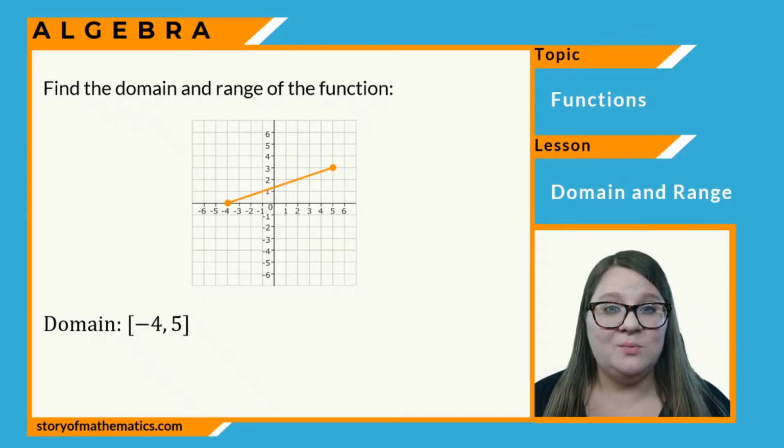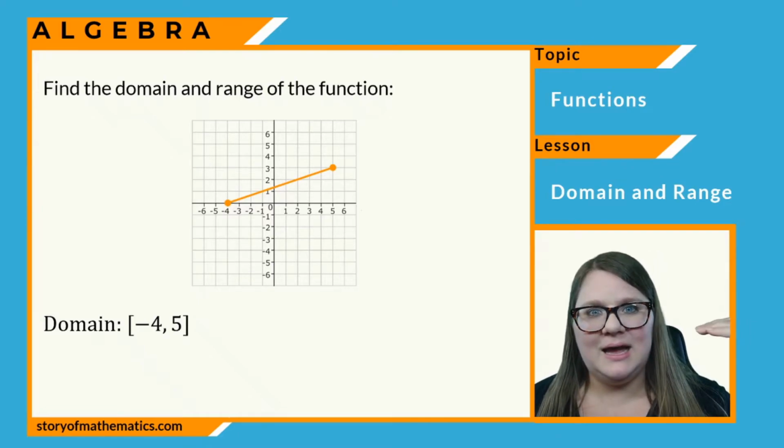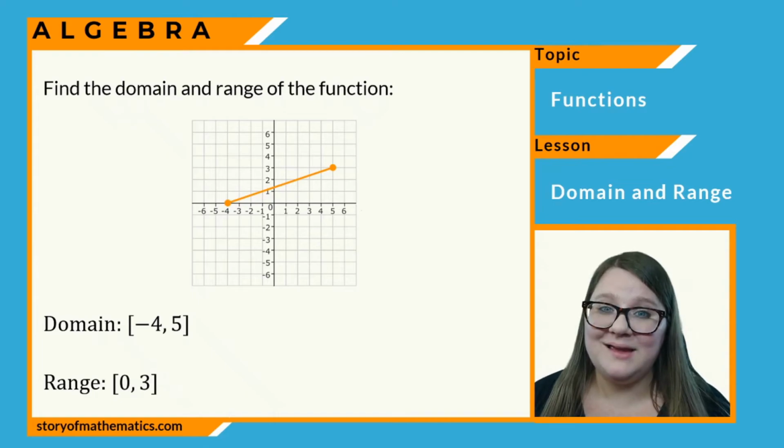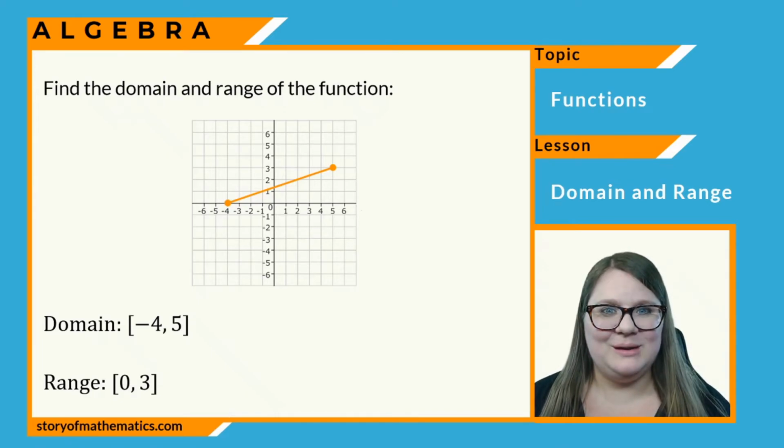Similarly, range is going to be the y values. So the smallest number is the lowest one, and we're going to go up to the highest one. So our lowest y value is 0, and our highest y value is 3. So we can say our range is 0 to 3, again with brackets because the endpoints are included.